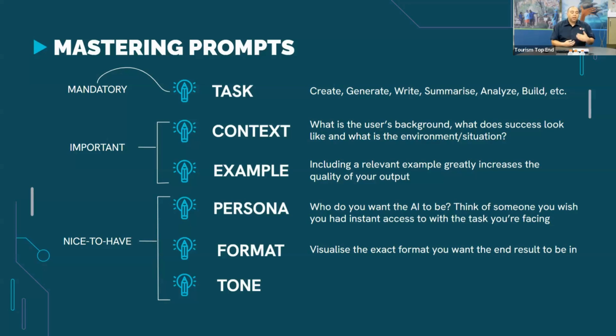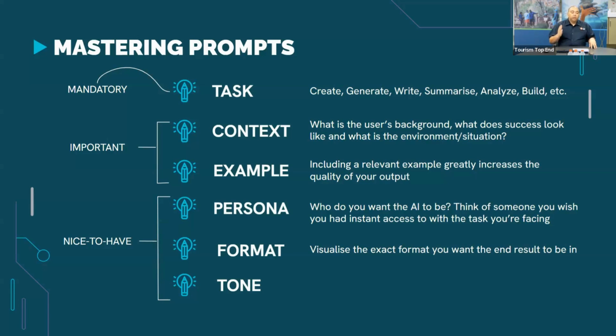And then the next 3, they're good to have in your prompt. They just add more background. They just add more angles for the AI to work. So one of those is persona. So who do you want the AI to be, right? You could write a prompt saying, act as a tour guide or as an expert in tourism in the NT, or if you're a data analyst, act as a marketing manager in a digital marketing agency, for example, right? So yeah, who is the expert that you want the AI to be?